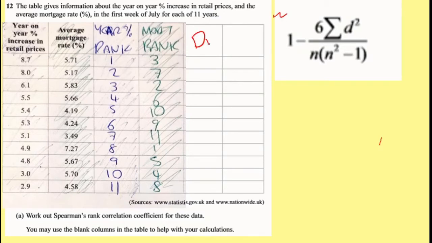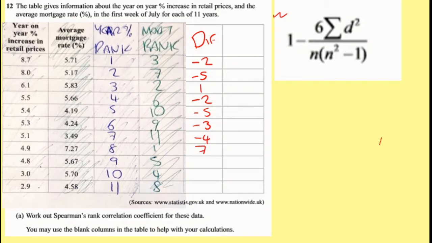Now I need to find the difference of these. It doesn't matter whether you do 1 minus 3 or 3 minus 1, because my next stage is to square it anyway. So 1 minus 3 is minus 2. 2 minus 7 is minus 5. 3 minus 2 is 1. 4 minus 6 is minus 1. 5 minus 10 is minus 5. 6 minus 9 is minus 3. 7 minus 11 is minus 4. 8 minus 1 is 7.